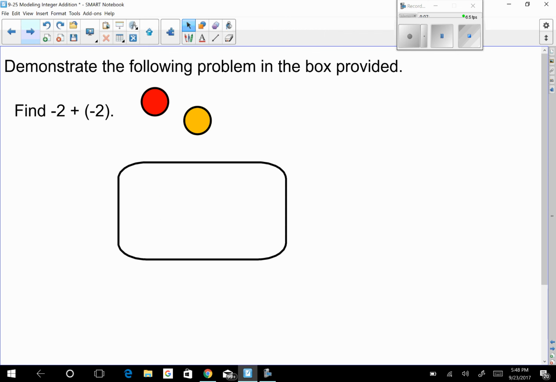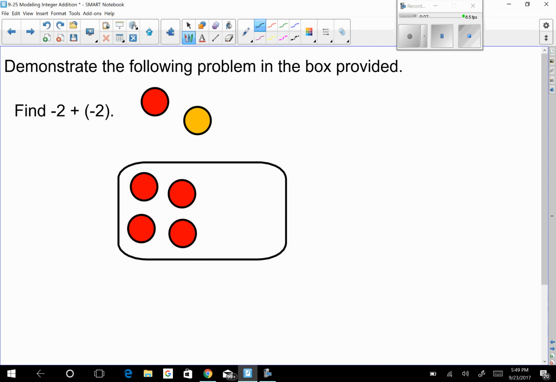Next example, we're going to do -2 plus -2. So -2 together with -2. What do you have in your box altogether? -4, because you have 4 negatives.